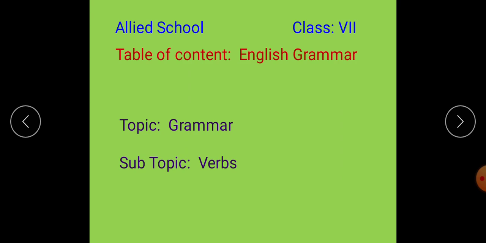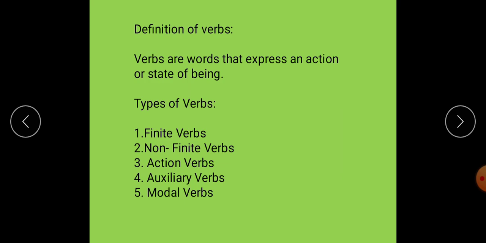The title of the book is English Grammar. The topic is grammar and today's subtopic is verbs. Definition of verbs: verbs are words that express an action or state of being. There are different types of verbs, like infinitive verbs, non-infinitive verbs, action verbs, auxiliary verbs and modal verbs.